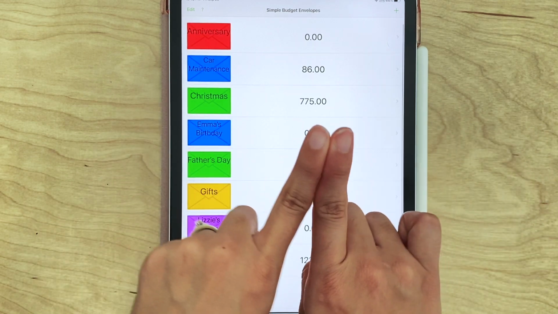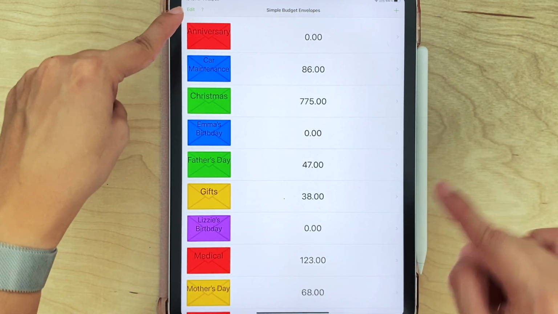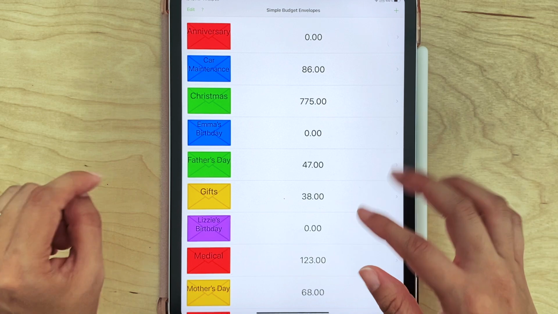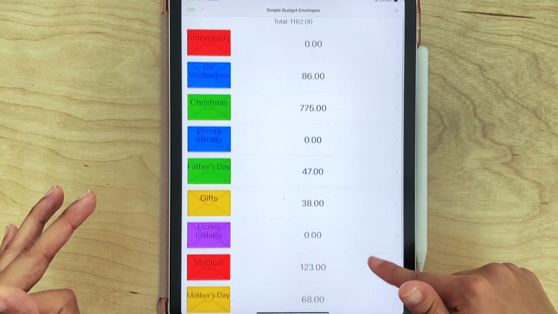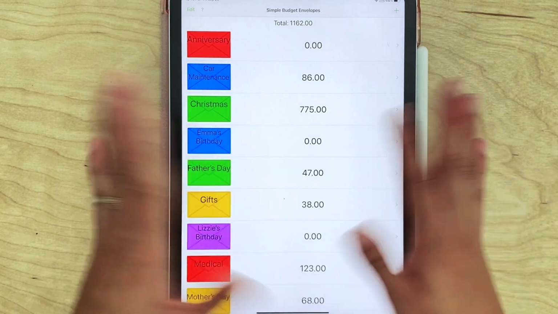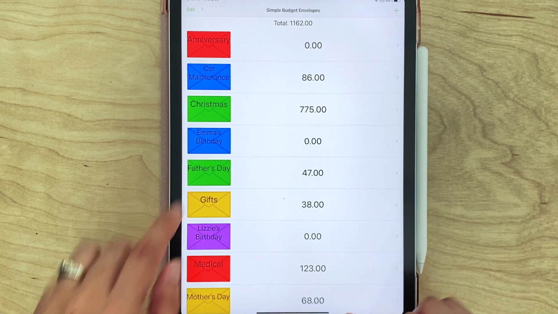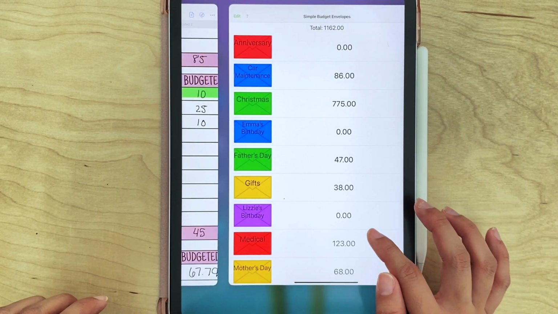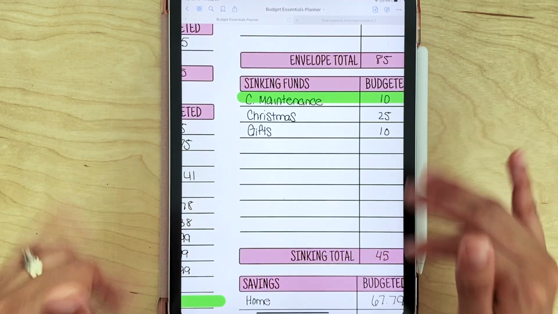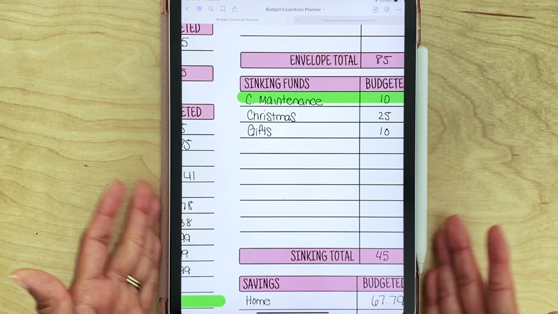I just have them separate because I think that they should be separate. So that's just something that I wanted to share with you guys. This is another app that I do use. I have this on my phone, but it also works on the iPad, and it's nice. So again, it's called Simple Budget, and it allows you to track your totals digitally.